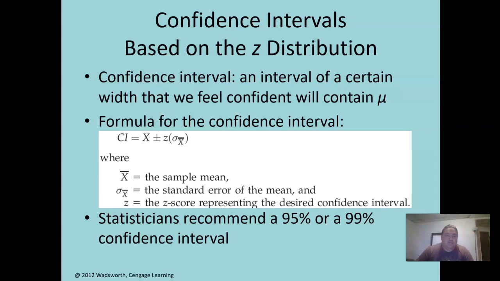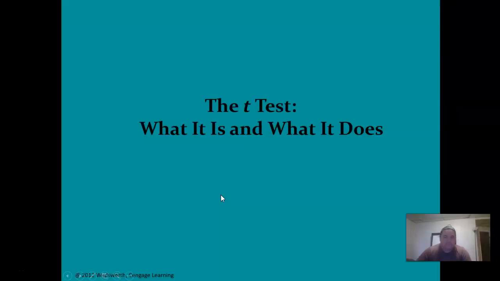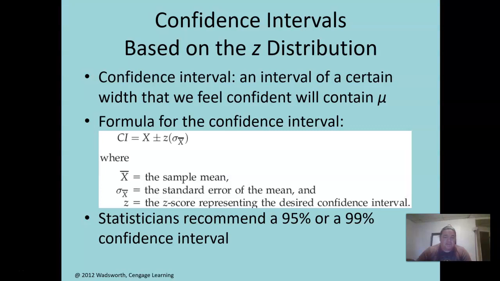So when we look at confidence intervals, it's an interval of certain width that we feel confident will contain the mean. The formula for the confidence interval is x plus or minus z times the standard sampling deviation. Okay, so the standard error of the mean. And the z-score represents the desired confidence interval. So statisticians recommend 95% or 99% confidence interval rates, right? And like I said, we're going to do some of these during the online portion of class today. So don't worry too much about it.